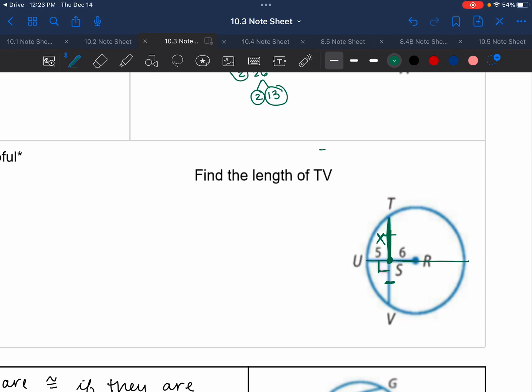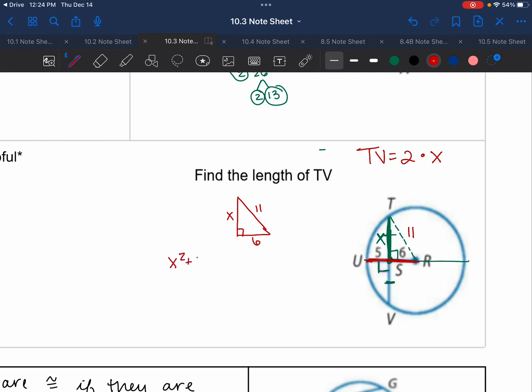We know that this is 6. So if I draw in this radius here from T to R for the hypotenuse of a right triangle, well, this radius here is 6 plus 5. So this is also 6 plus 5, which is 11. So the right triangle we're looking at, we have 6, 11, and an unknown. And remember that unknown is half of TV. So TV equals 2 times whatever we find.